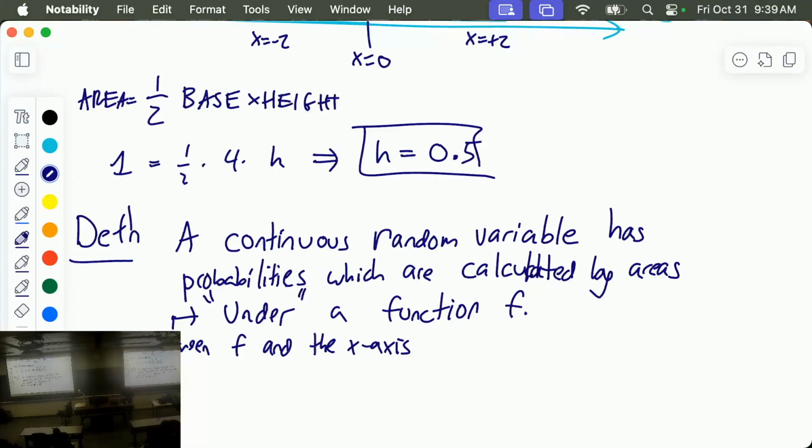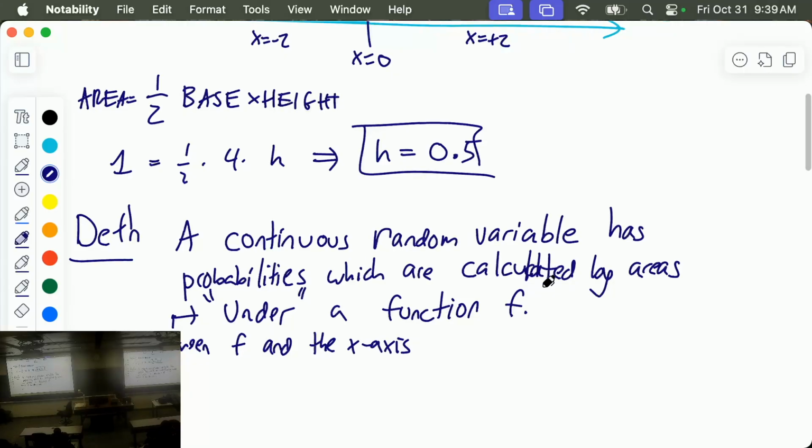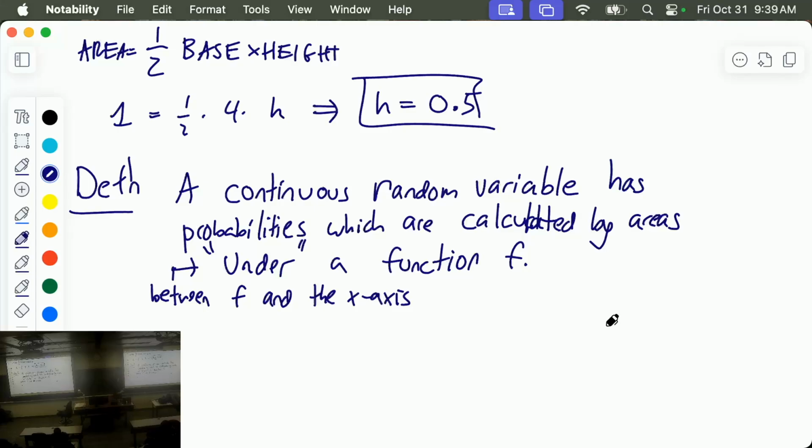Okay, and here are some bullet point things. Is this a definition? Maybe this is not a definition. Maybe this is an idea. We'll have the exact definition in a little bit. But here are some things you should know. This function f is called the probability density function.